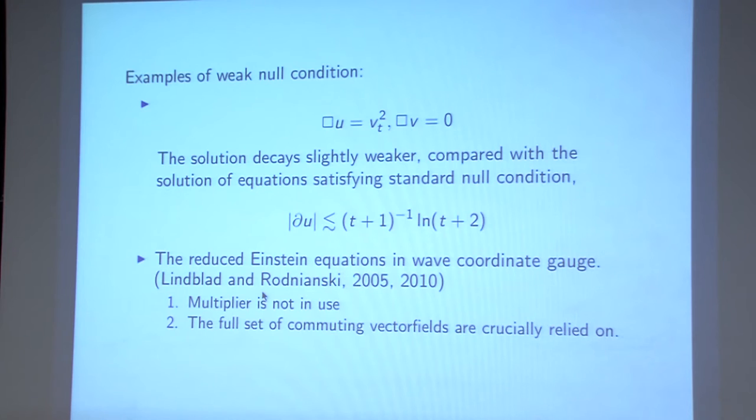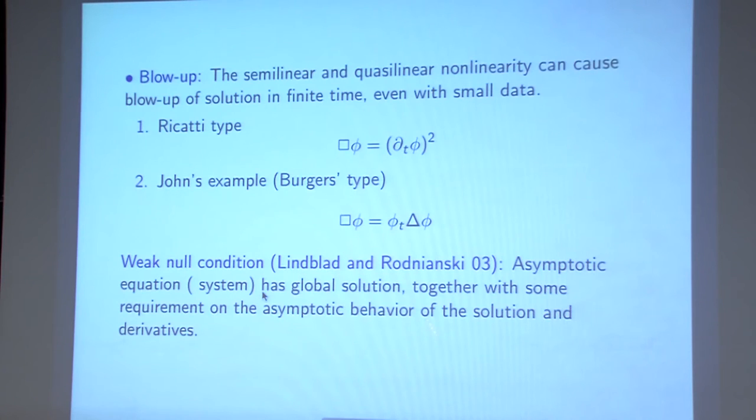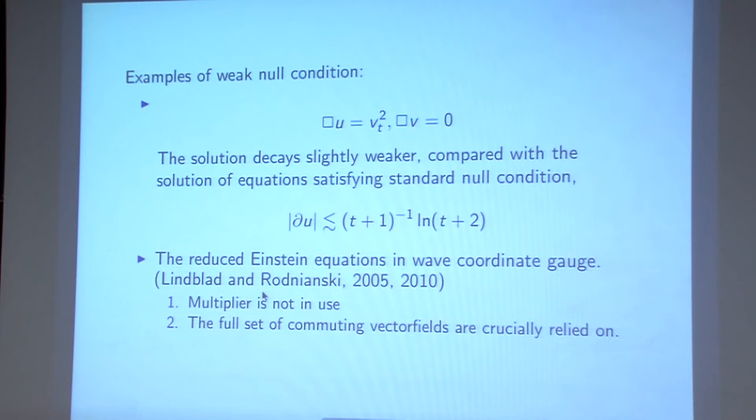Well, the first one is very simple. Looking at the first equation, it looks like you have a square of partial t u, and this is partial t v squared, but v is very good. So if you write down the asymptotic system and then solve, you actually have a global solution, and the asymptotic behavior of u and partial u all satisfy this.